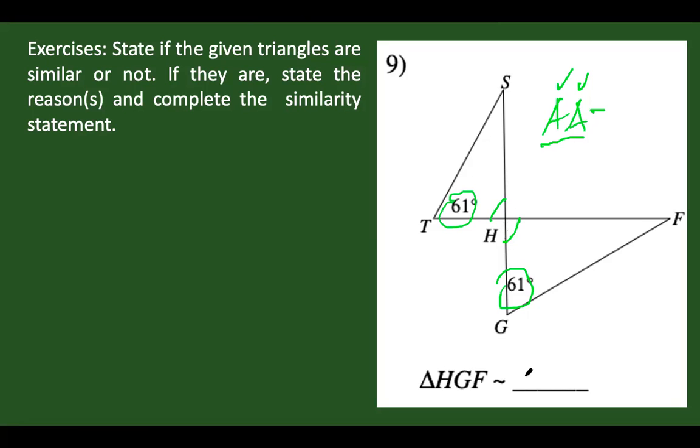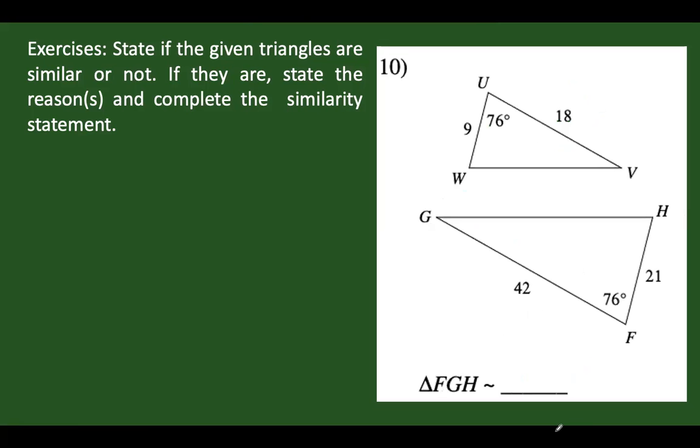All right, understood? And let's fill in the blank, okay, by answering the similarity statement. Triangle HGF. So H corresponds to H, of course. And G, because they're vertical. G corresponds to what? 61, 61, that's T. And none other than HTS, okay? So therefore, triangle HGF is similar to triangle HTS.